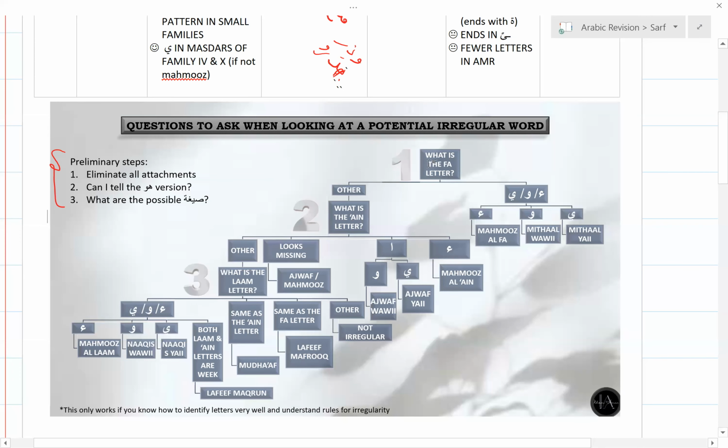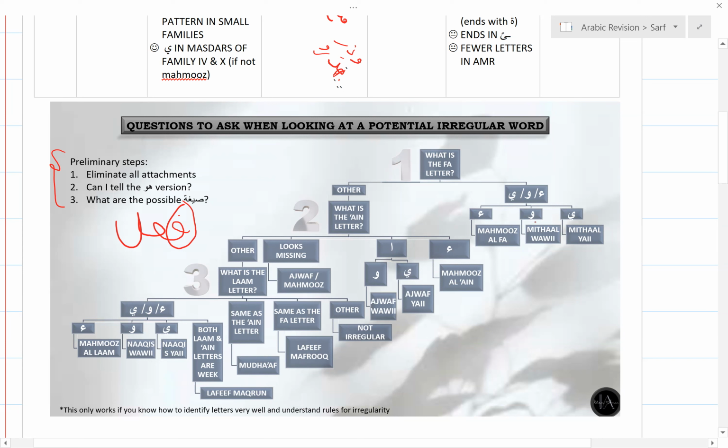Okay. So number 1, the first step you need to ask yourself. We know the jidr is made up of fa, ain, and lam. So fa letter, ain letter, and lam letter. Those are the 3 possibilities we're looking at. So you ask yourself, what is the fa letter? If the fa letter is a hamza or a waw or a ya, then you know immediately: if it's a hamza, it's mahmuz al-fa. Already done deal. If it's a waw, it's mithal wawi, done. If it's a ya, it's mithal ya'i, done. So if you can identify the fa letter and narrow it down to any one of these 3, you're pretty much done.